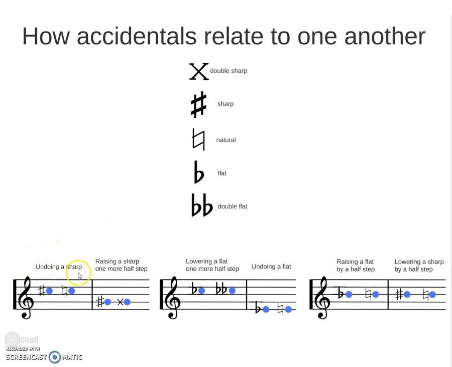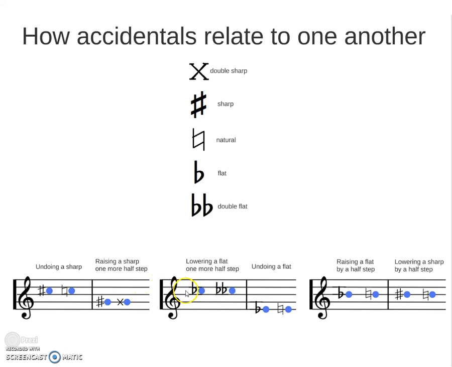So undoing a sharp. If we have a sharp in the measure, like we do here on the C sharp, if we want to undo the sharp in the same measure, we have to use a natural. Because again, this sharp will affect all of those same notes in the same measure. So to undo a sharp, we have to use a natural, or we have to wait until the bar line. To raise a sharp one more half step, here's our G sharp. To raise it up one more half step, we can look over here. What's above a sharp on our little chart here? A double sharp. So to raise a note that is already sharped, we would use a double sharp.